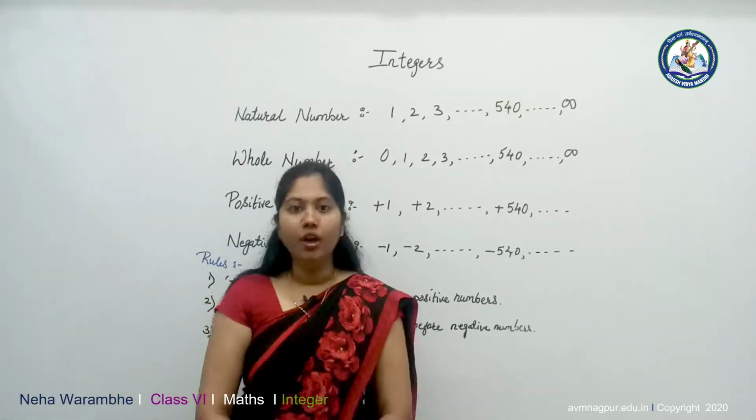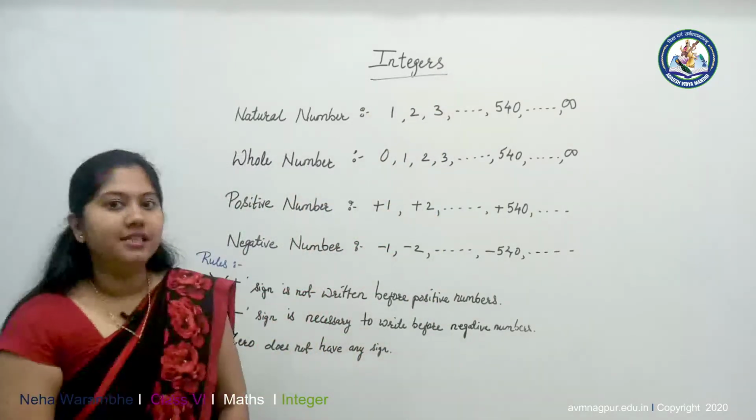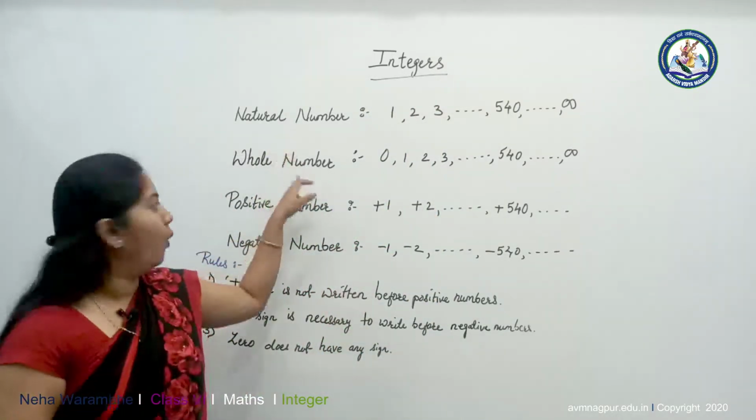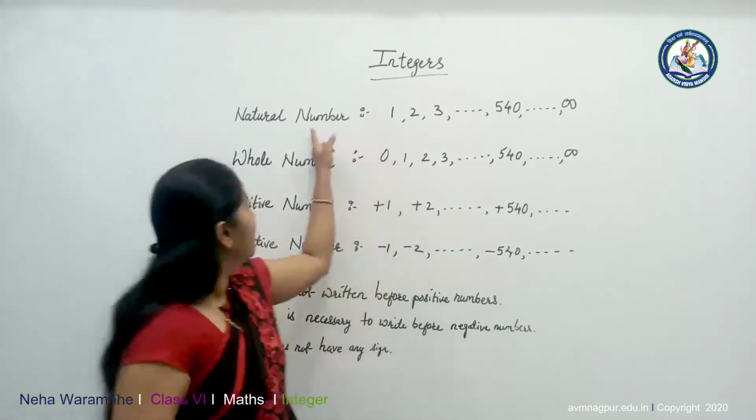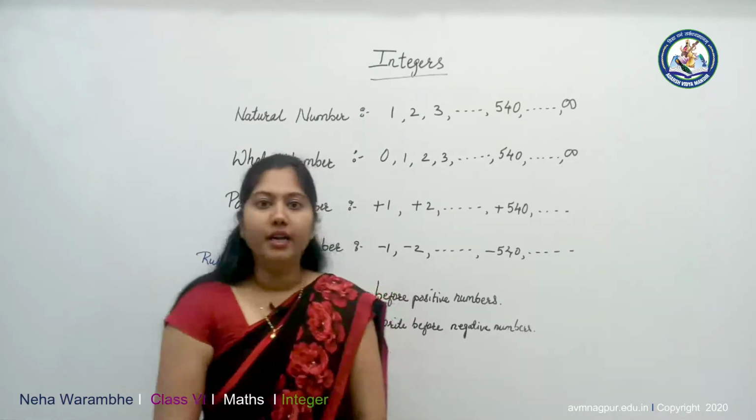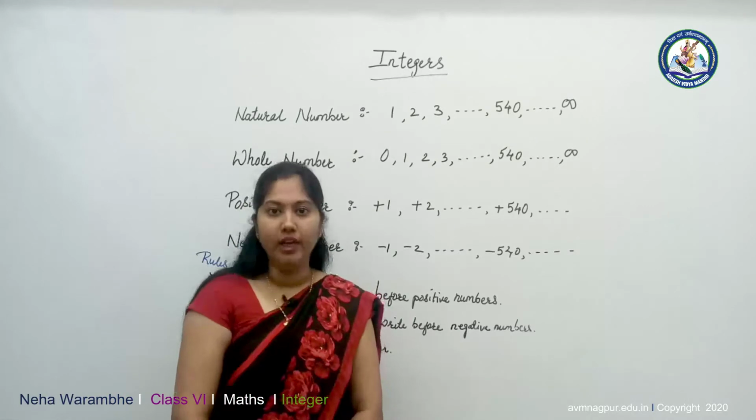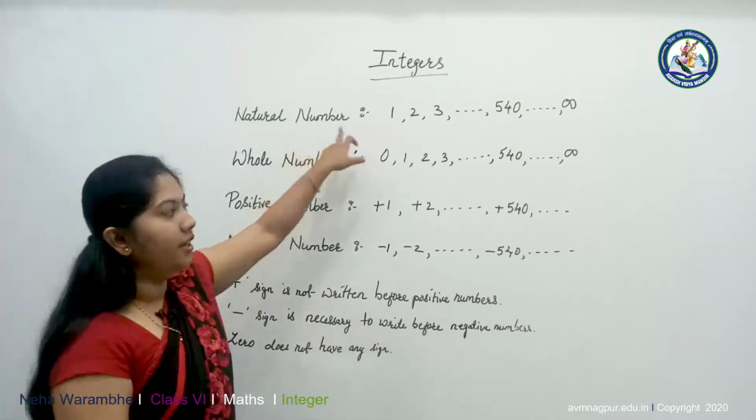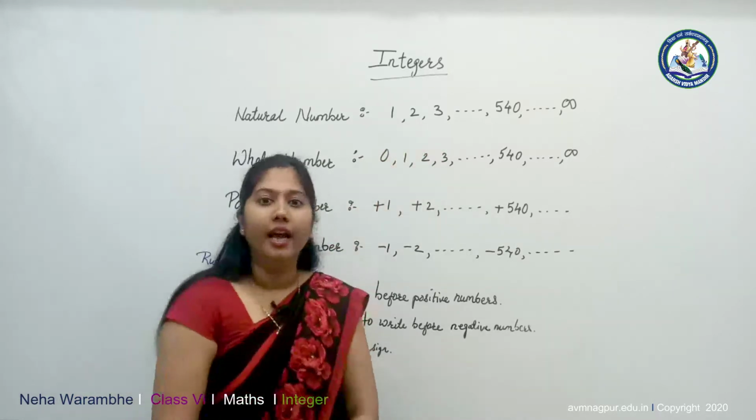Today we will learn what integers are. Before we start, let's discuss natural numbers, whole numbers, positive numbers and negative numbers. First, natural numbers. The numbers 1, 2, 3 and so on that we use for counting are called natural numbers. Natural numbers start from 1, 2, till infinity.